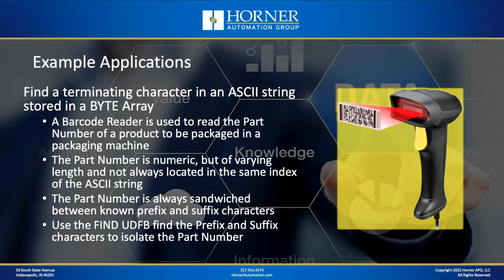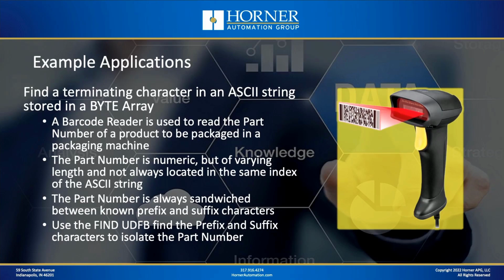Because some of the data fields are of very varying length, the barcode length is not consistent. Where specifically you're going to find the part number may not always be in the same indexed location within that string. However, it may be a scenario where you have a consistent prefix and a consistent suffix bordering the part number, which you can then use to extract the part number from the barcode.